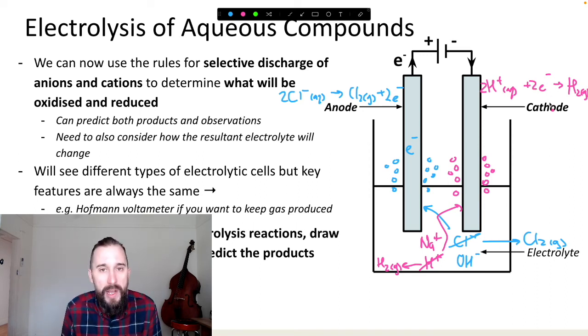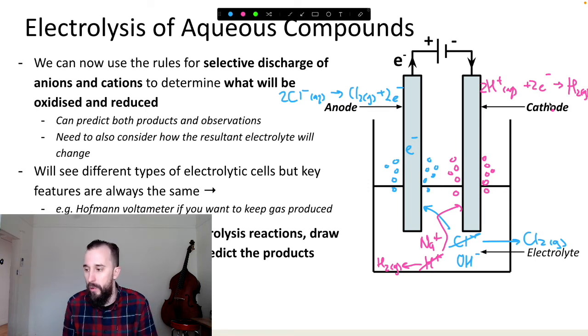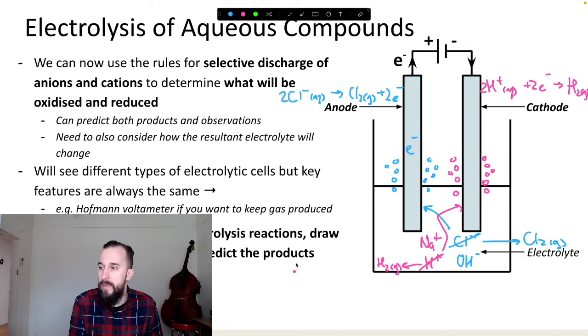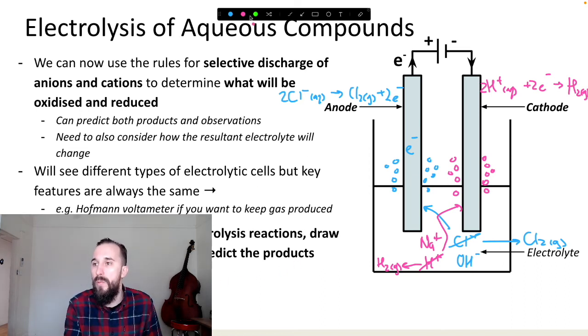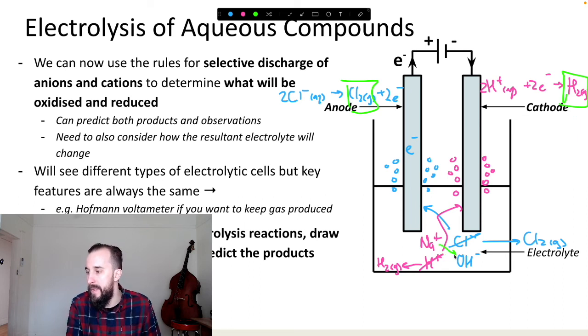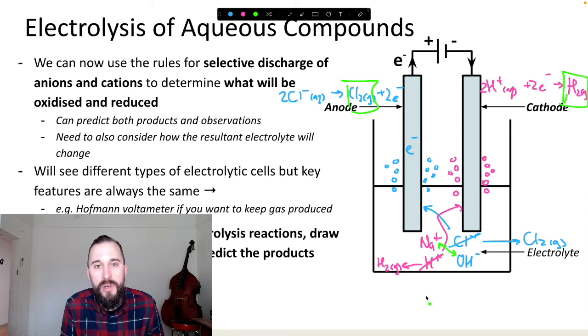This is why you want to make your diagrams nice and big, lots of information to include on them. Now, importantly, there's actually a third product. So we've said what's going to be observed. We've predicted the products at the anode and the cathode. We're forming chlorine gas, we're forming hydrogen gas. But if you look down here, what's left behind in our electrolyte is sodium ions and hydroxide ions.